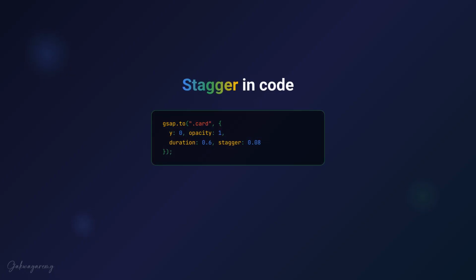Stagger in code looks like gsap.to targets, curly properties, duration 1, stagger 0.2. Each child starts a beat later so the grid ripples. Combine with a timeline label for a clean intro section.